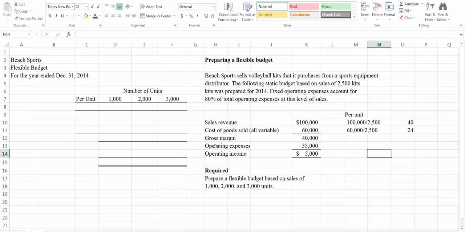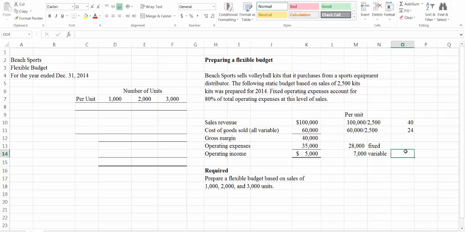All right. Next thing, let's take a look at our operating expenses. Our operating expenses, they tell us, are 80% fixed. Okay, so our fixed amount is going to be 80% of 35,000. So take 80% of 35,000, and that's going to give us 28,000. So 28,000 of our operating expenses are fixed. And that means that the rest is variable, or 7,000 is variable.